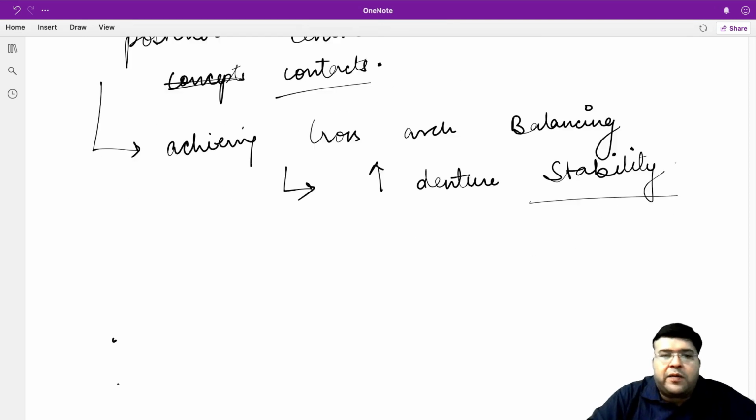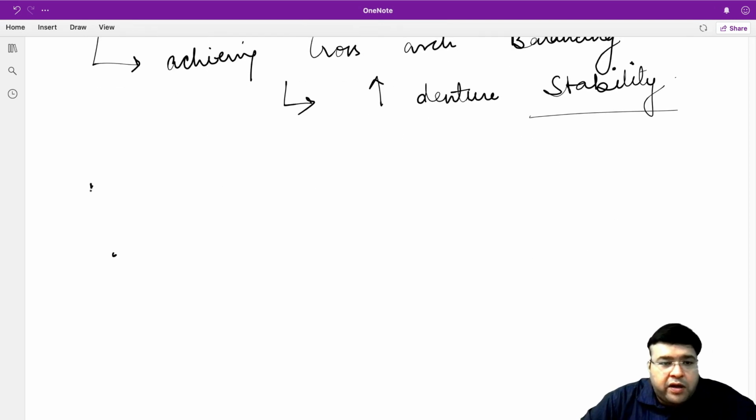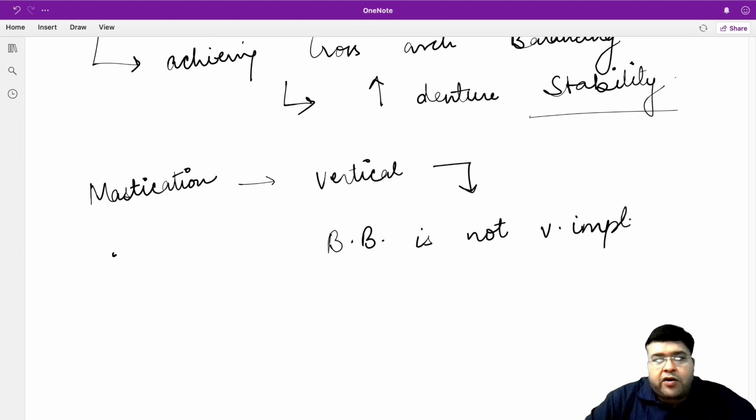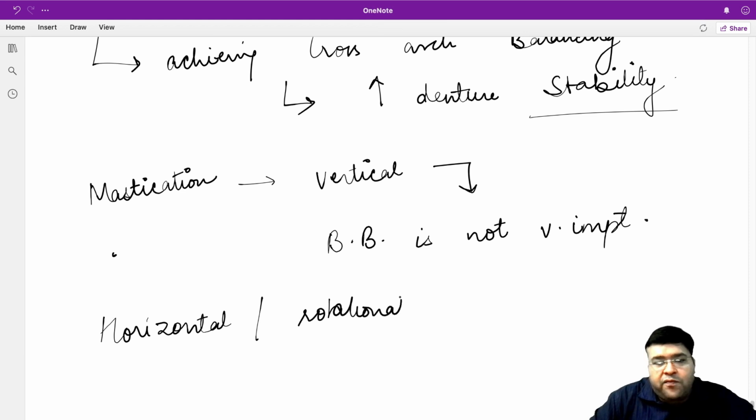Now that is what we talked about when we were talking about mastication. When you talk about mastication or the vertical forces, during the duration when the patient is chewing, bilateral balance is not very important, though it is important. But when you are talking about any kind of horizontal movement or any kind of rotational movements or any kind of functional movements, right?